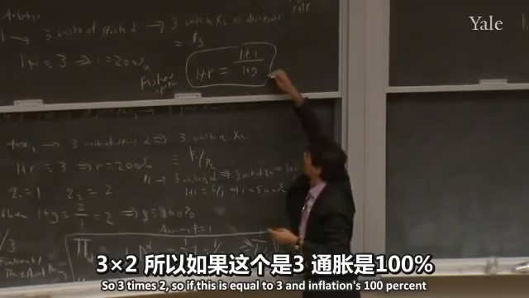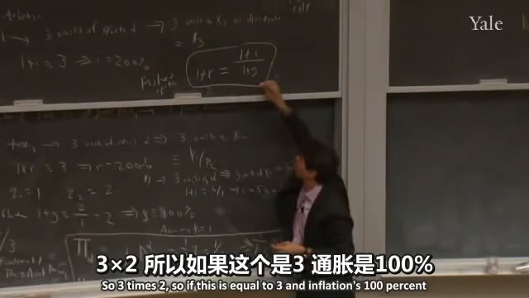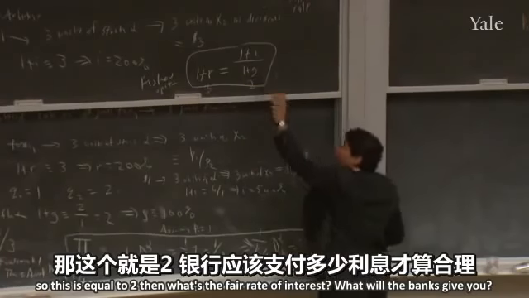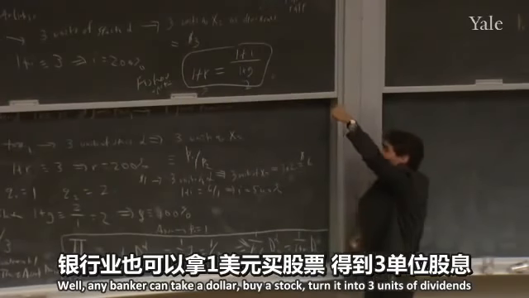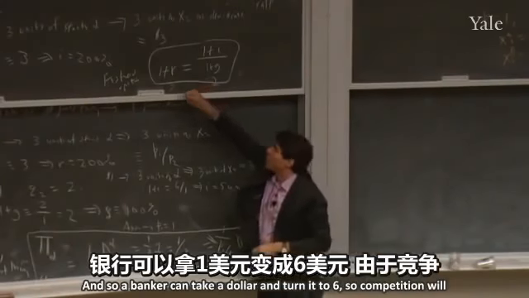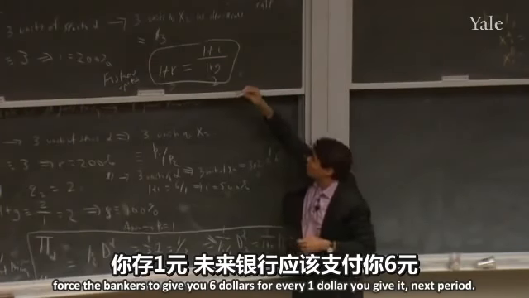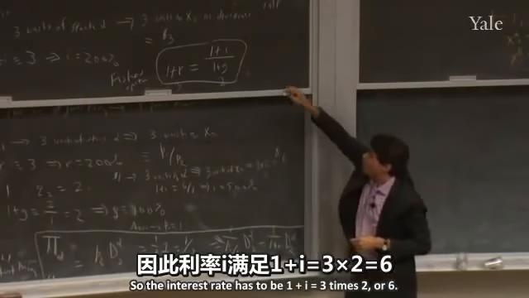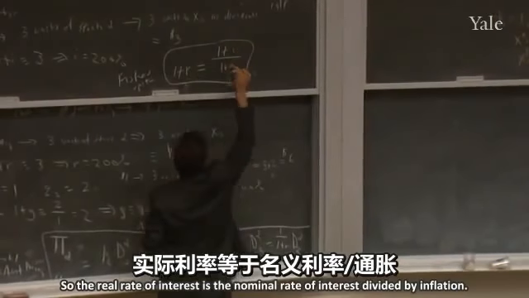So you have to take 3 times 2. If this is equal to 3, and inflation's 100%, so this is equal to 2, then what's the fair rate of interest? What will the banks give you? Well, any banker can take $1, buy a stock, turn it into 3 units of dividends, and then sell it for $2 a piece and get $6. So a banker can take $1 and turn it into $6. So competition will force the bankers to give you $6 for every $1 you give it next period. So the interest rate has to be 1 plus I equals 3 times 2, or 6. So the real rate of interest is the nominal rate of interest divided by inflation.